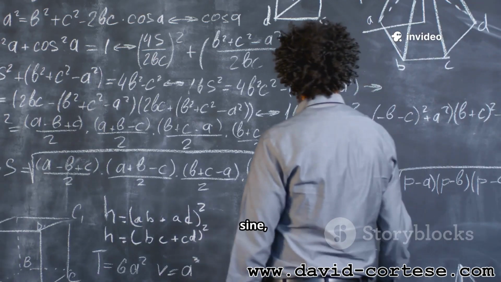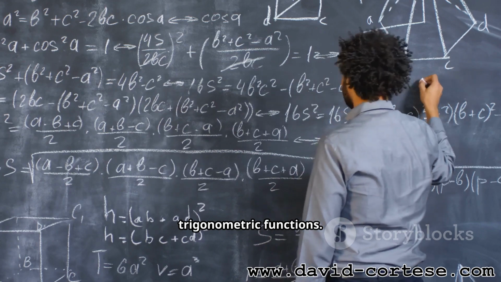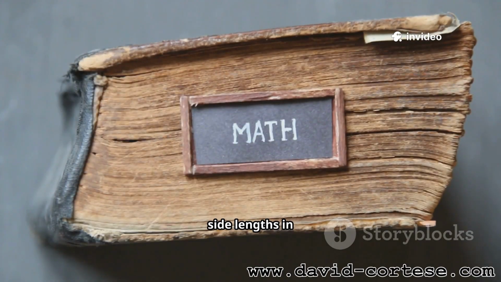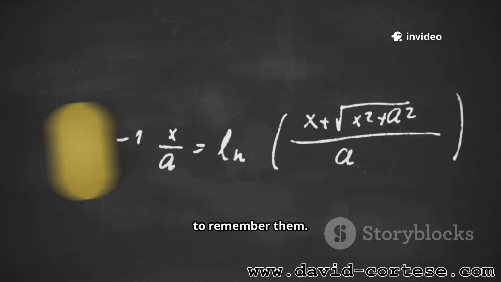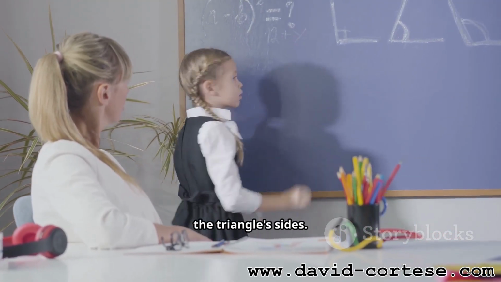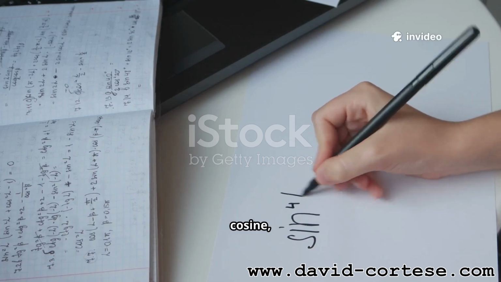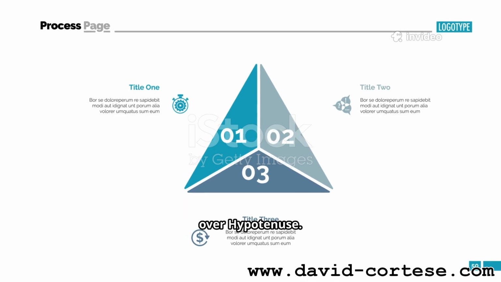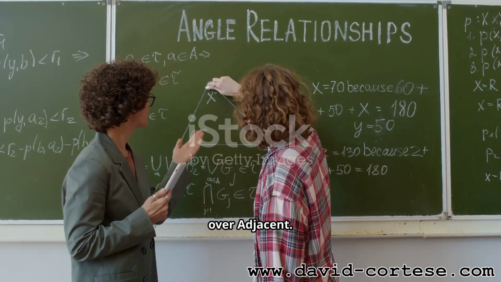These three ratios, sine, cosine, and tangent, are called the primary trigonometric functions. They are the fundamental tools that allow us to relate angles to side lengths in right triangles. Let's define them one by one and then learn a simple way to remember them. These are just names for simple fractions built from the triangle's sides. We have now defined our three trigonometric functions: sine, cosine, tangent. That's a bit of information to hold in your head. Sine is opposite over hypotenuse. Cosine is adjacent over hypotenuse. Tangent is opposite over adjacent.